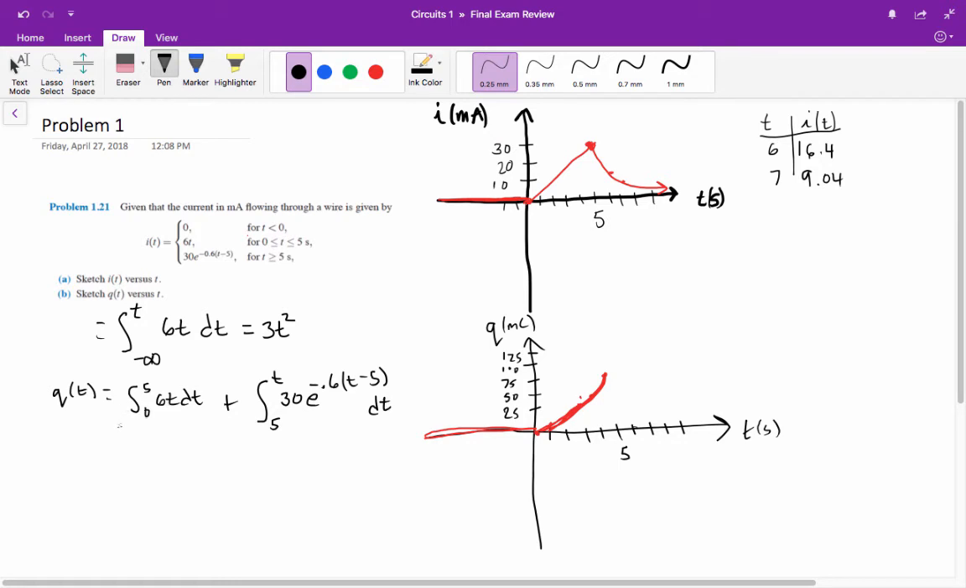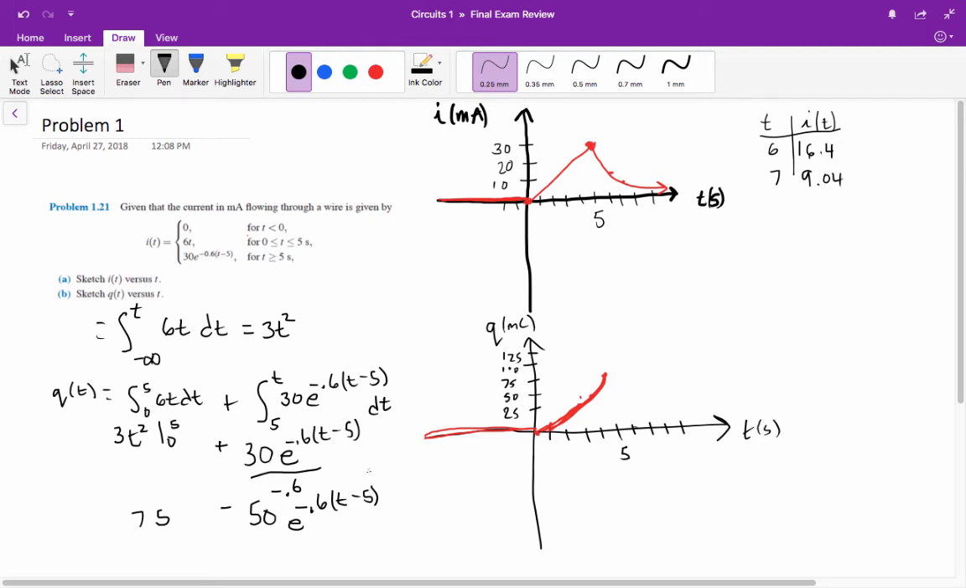So the integral of 6t is 3t squared from 0 to 5, and the integral of 30e to the minus 0.6 (t minus 5) is going to be 30 e to the minus 0.6 (t minus 5) divided by negative 0.6. So we plug in 5 here, we get 25 times 3 is 75. We divide 30 by negative 0.6, and we get negative 50 e to the minus 0.6 (t minus 5).